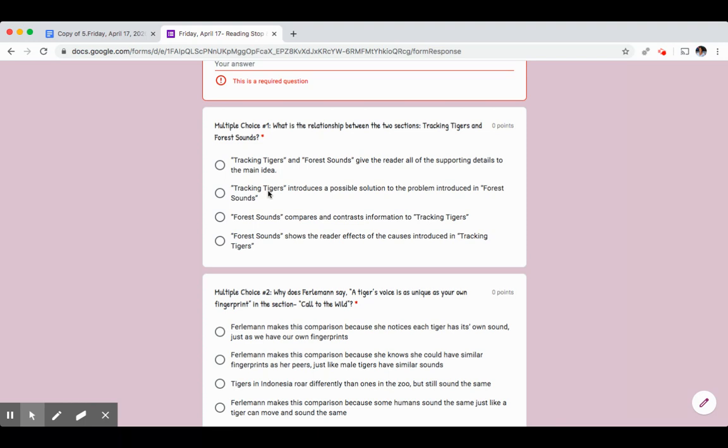But in forest sounds, remember that the author's main point was to share what the cameras capture. So the author wasn't necessarily introducing a problem. And tracking tigers came before forest sounds. So it's out of order that the solution would have come before the problem. So this answer choice just doesn't make much sense. And it's also not connected to what is actually said in those sections. The correct answer here would be D.